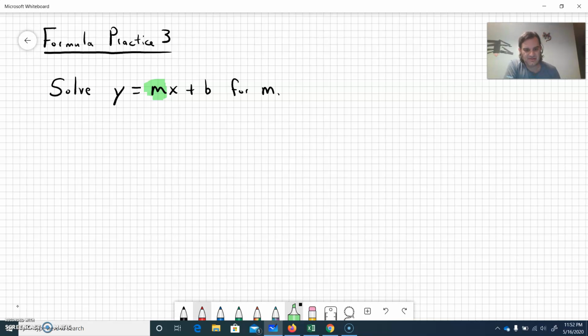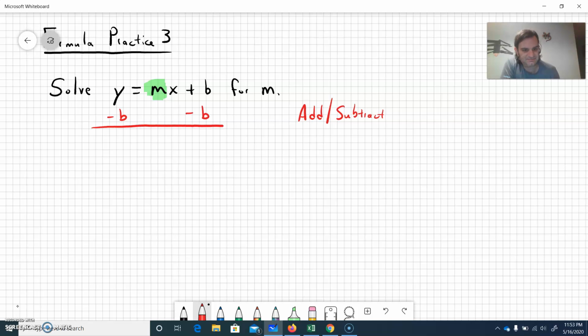So where we're going to start off here is we're going to start with where we add or subtract across the equals to get that m term by itself. So the m is on the right, and it's the only m term, so we'll move the b term by subtracting b from both sides.